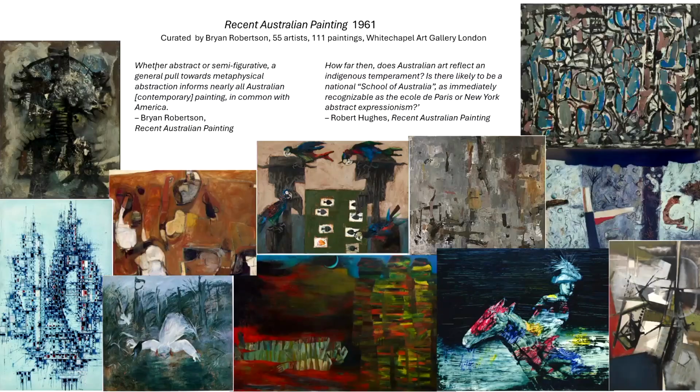Not all the work is abstract. Here's the painting by Boyd. All of the artists that Bernard had in the Antipodeans are in this exhibition as well. So it's a fairly accurate exhibition, I guess, of what was happening at the time.